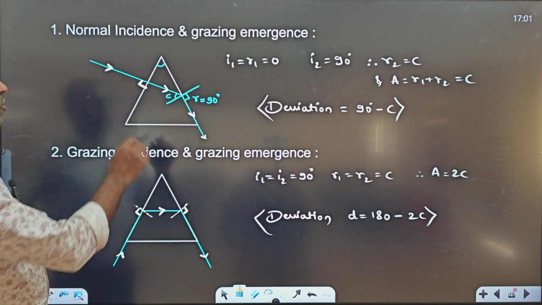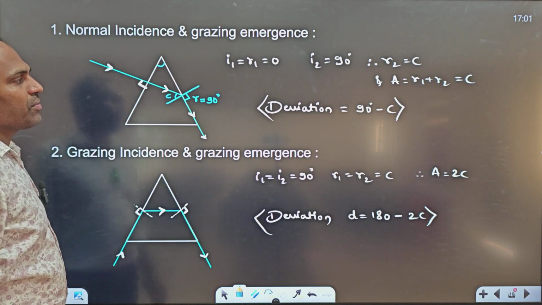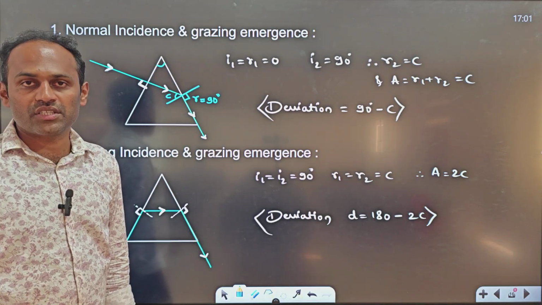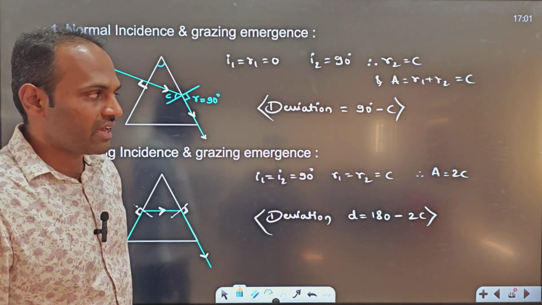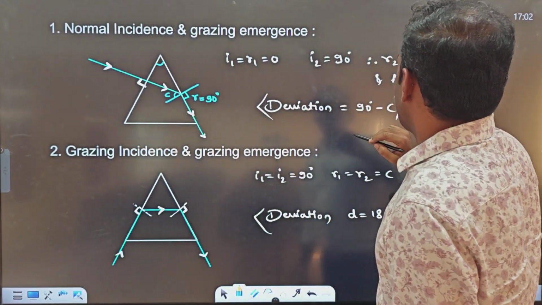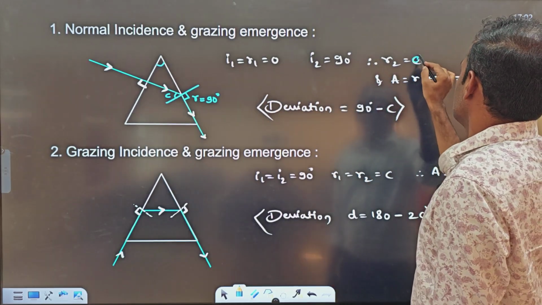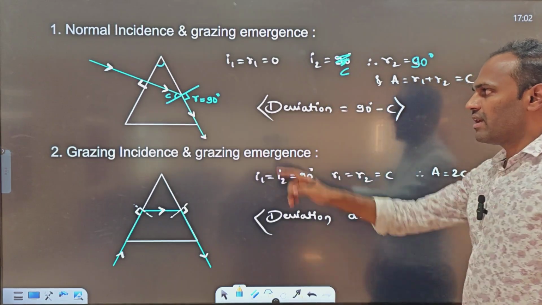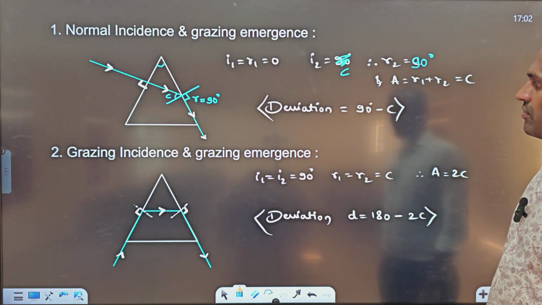For the first case, if there is normal incidence, whether it is on a prism, plain glass or anything, the angle of incidence and angle of refraction both will be 0. So I1 and R1 will be equal to 0. Sorry, it is not I2, it is R2 that should be 90 degrees. R2 will be 90 degrees, for the second face we are speaking. The angle of incidence will be equal to the critical angle. Deviation produced here will be equal to 90 degrees minus C. This much will be the deviation produced.